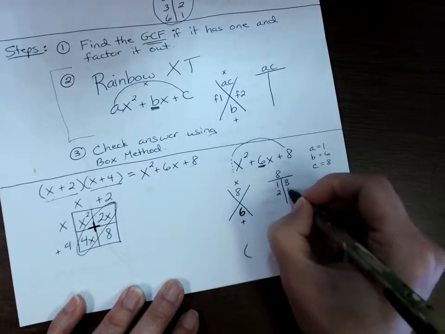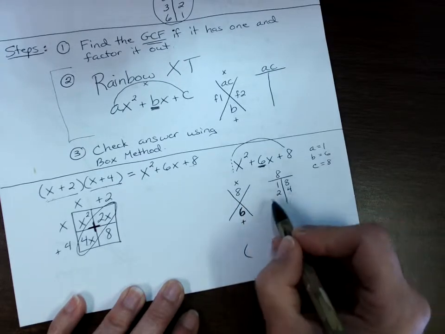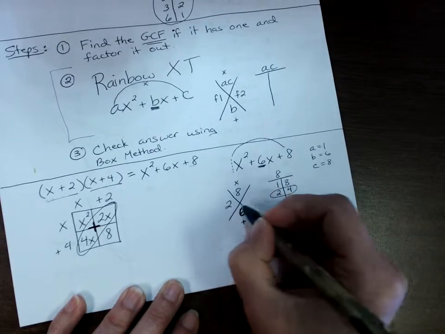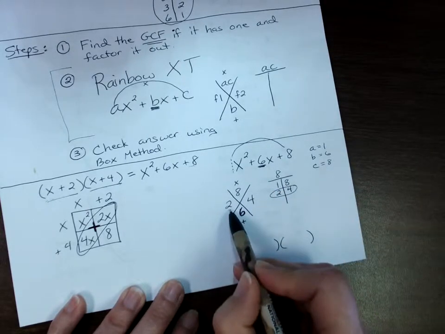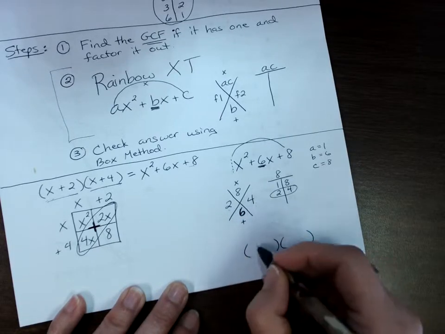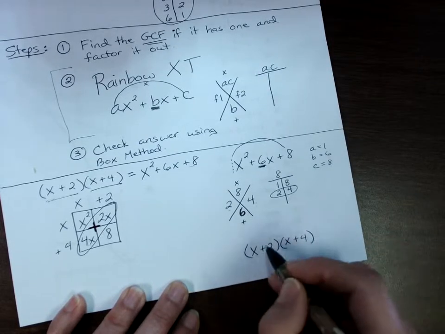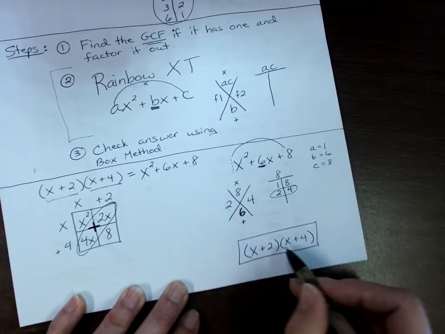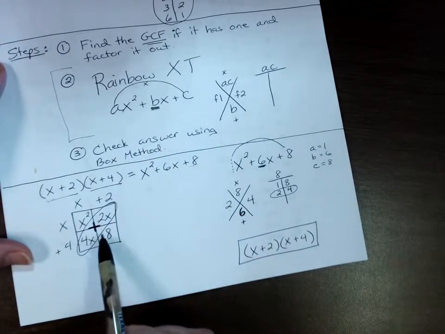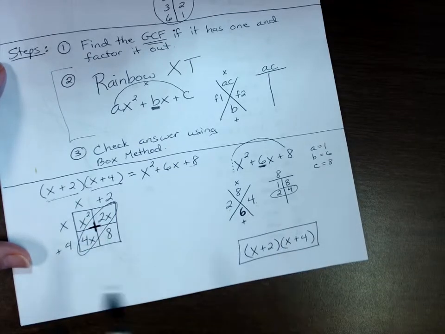2 times 4. 2 times 4 gives me 8. Does 2 plus 4 give me 6? Yes. So these are my factors. I have a 2 here and a 4 here. These are my two numbers that I need. And now I've got my answer. I've got a positive 2 and a positive 4, so my answer is x plus 2, x plus 4. These are my factors. That's my answer. I could check that using the box method, but we already know that's the answer because that's what we started with.